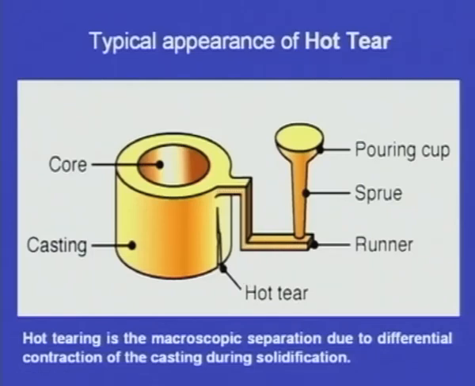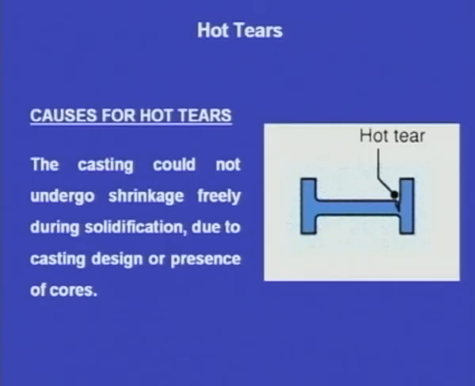So during solidification the casting tried to undergo shrinkage, but it was prevented from undergoing shrinkage. So the crack has developed. And what are the causes responsible? The casting could not undergo shrinkage freely during solidification due to casting design or the presence of the core. And here we can see hot tearing has arisen due to the casting design. This horizontal part has frozen a little earlier than the vertical parts, and it tried to undergo shrinkage, but it is prevented. That is how the hot tearing has occurred here.